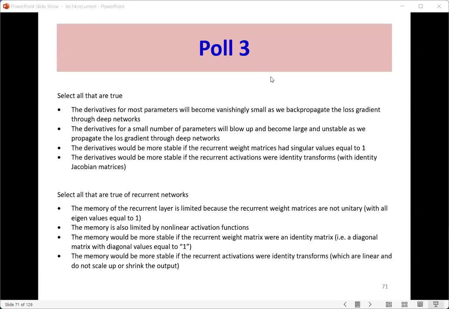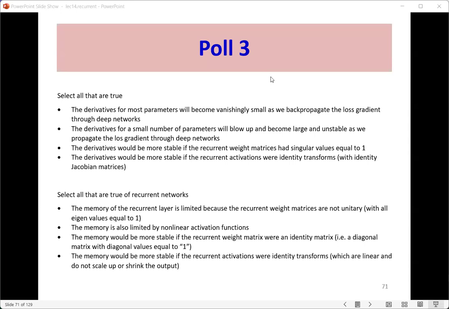The derivatives would be more stable if the recurrent weight matrices had singular values that were all equal to 1. True or false? Right, because the reason they were blowing up was that the singular values were either greater than 1 or less than 1. Similarly, if the activations were all identity transforms, the derivatives would be more stable. True or false? Right. So same thing. That was for the derivatives.